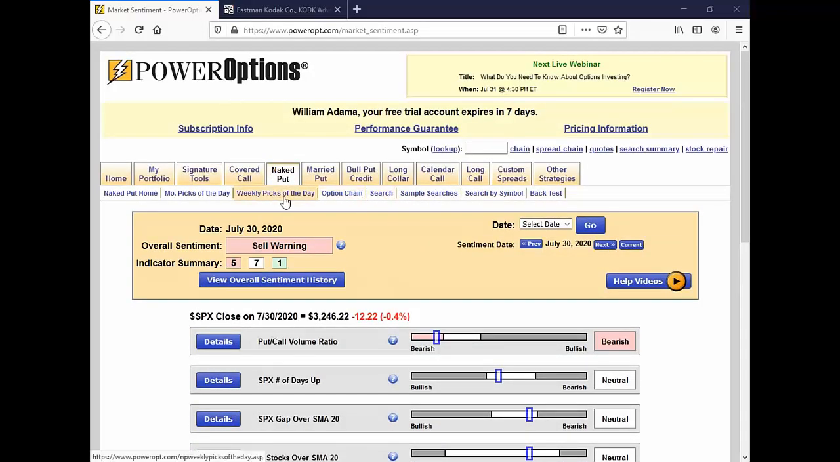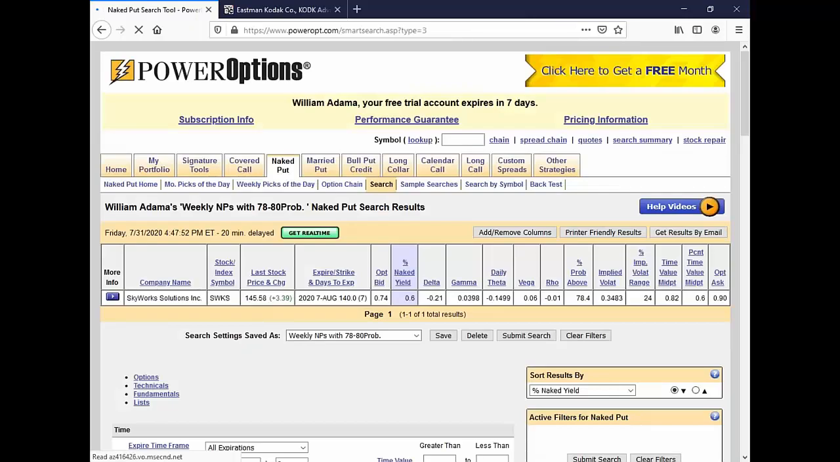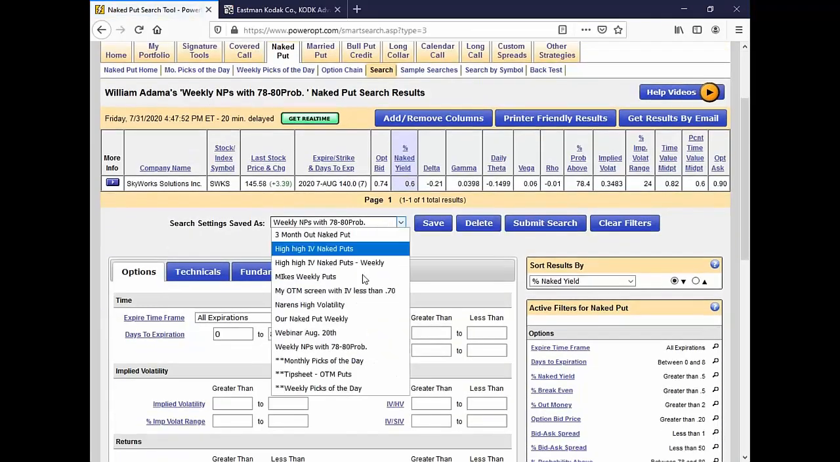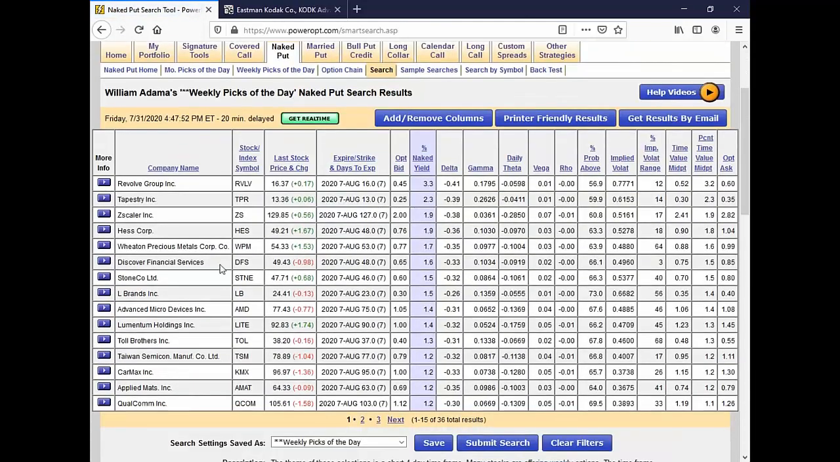So what he's referring to is that under the naked put tab, we have the monthly picks of the day and weekly picks of the day that Ernie tested. Those are also available under the covered call screen. It shows you the top 2 or 3 in this simple looking view. Okay, naked put, let's go to search, because the default criteria that are used for the weekly and monthly picks of the day are listed here as well. So we see things such as Tapestry, Zscaler, Hess Corp as well.